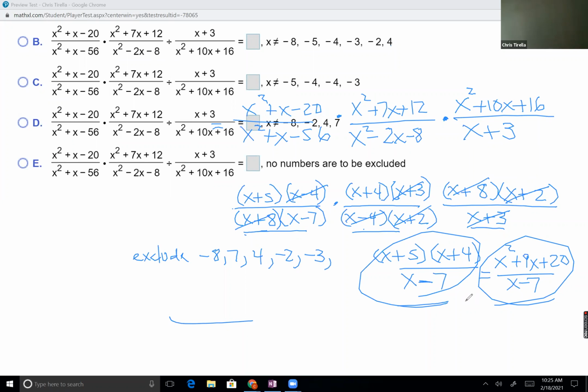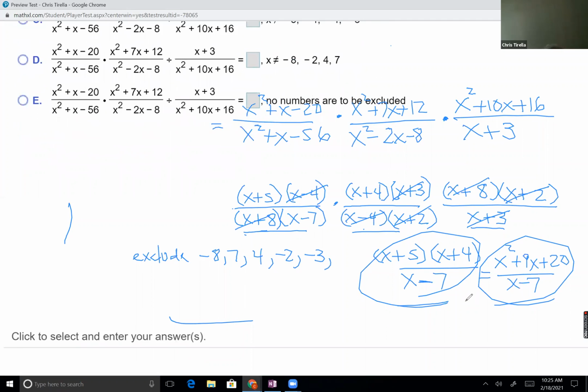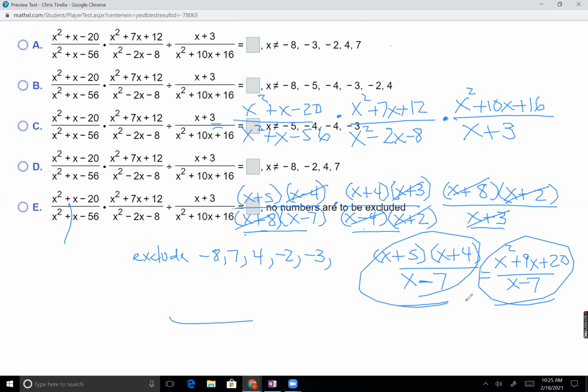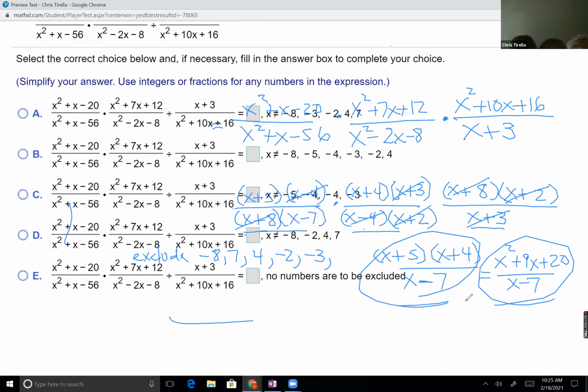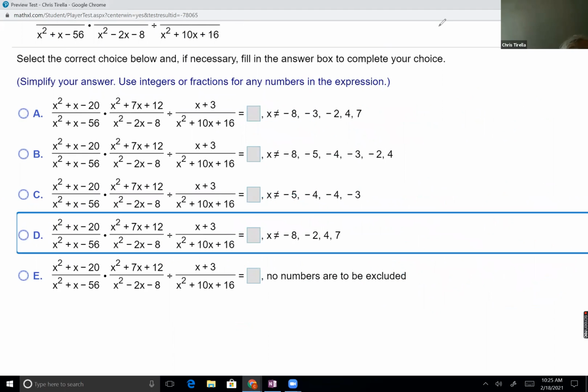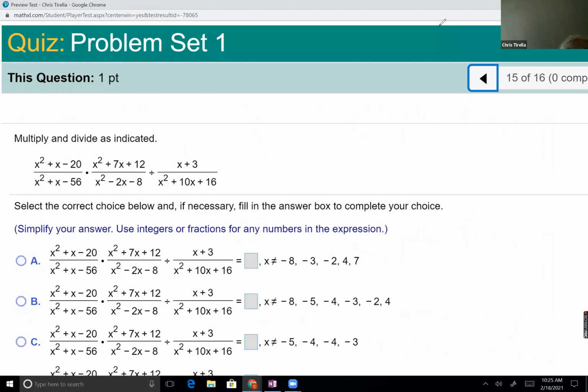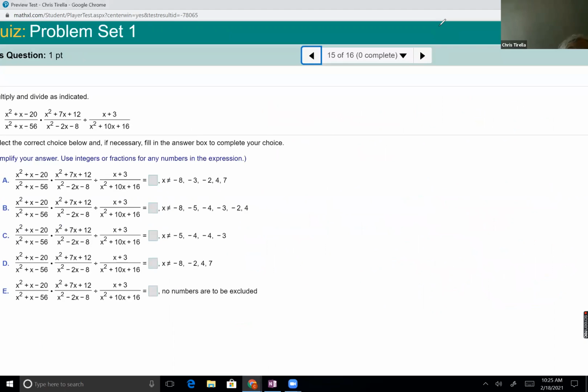Is everybody all right with the litany of values that we are excluding? -8, 7, 4, -2, and -3. Yeah, I understand that. Okay. Beautiful. Then I'm going to clear this one, and go on to the next.